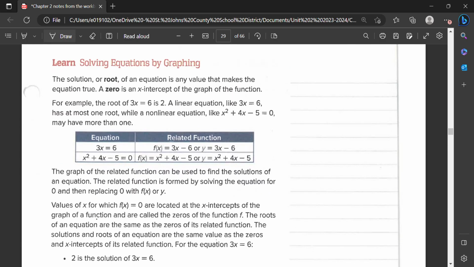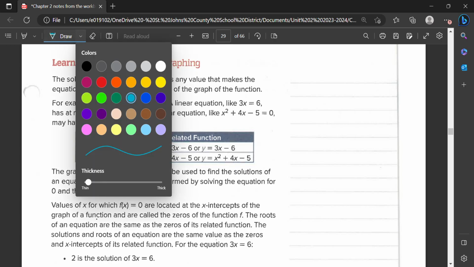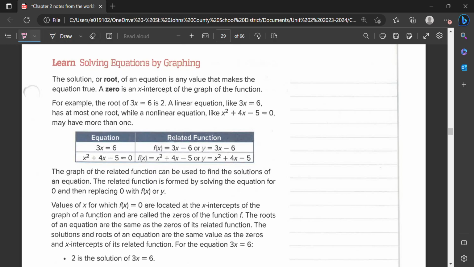All right, solving equations by graphing. This is big. All right. Highlighter. Here we go. So the solution or root of an equation is a value that makes the equation true. A 0 is an x-intercept. So solution, root, 0, x-intercept, all the same thing. It's all a different word for the exact same thing. So you can see it any of those 4 ways, it'll mean the exact same thing.